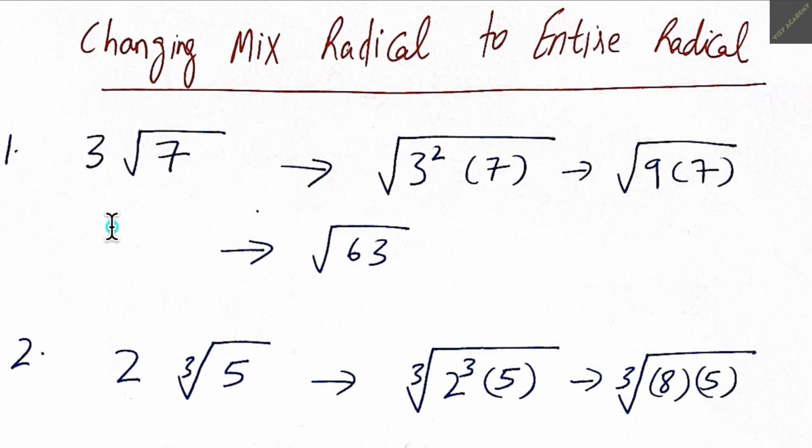So what we are going to do is, we are going to see what the index is. Whenever we talk about square root, index is 2. So in this case, 3 will go inside with 7 and will become 3 square because it's a square root. And if we take square root of 3 square, it will again become a 3. So 3 square times 7 will become square root of 9 times 7, which is square root 63.